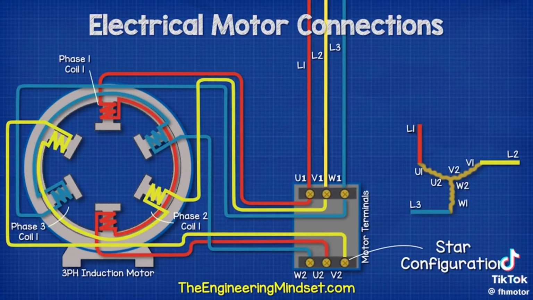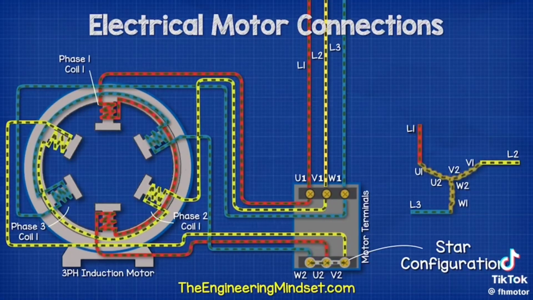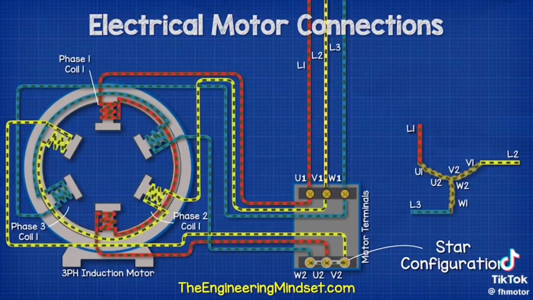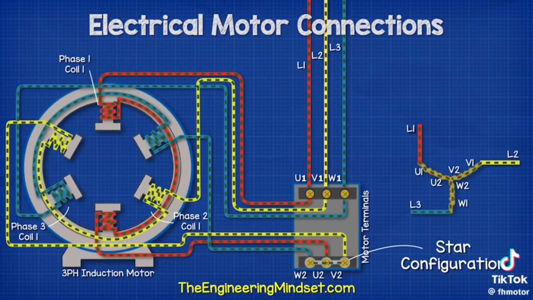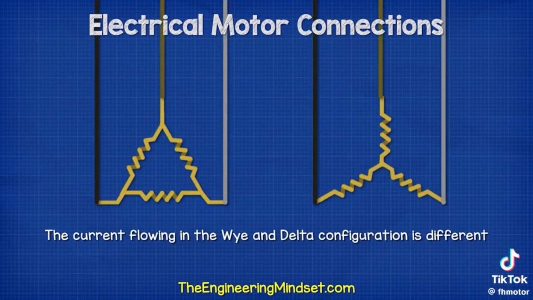In this method, we connect between W2, U2 and V2 on only one side. This will give us our star or Y equivalent connection. Now, when we pass electricity through the phases, we see the electrons are shared between the terminals of the phases. Due to their design differences, the amount of current flowing in the star and delta configuration is very different.